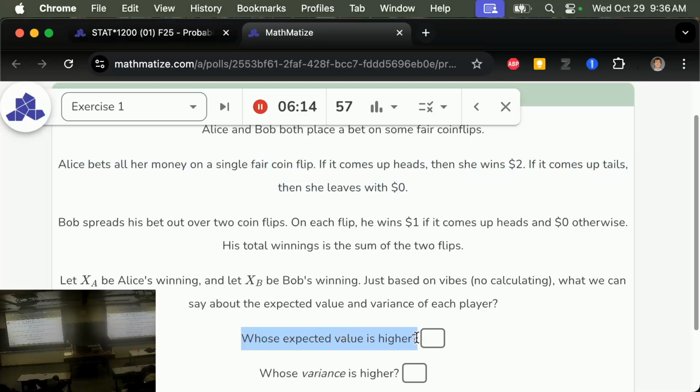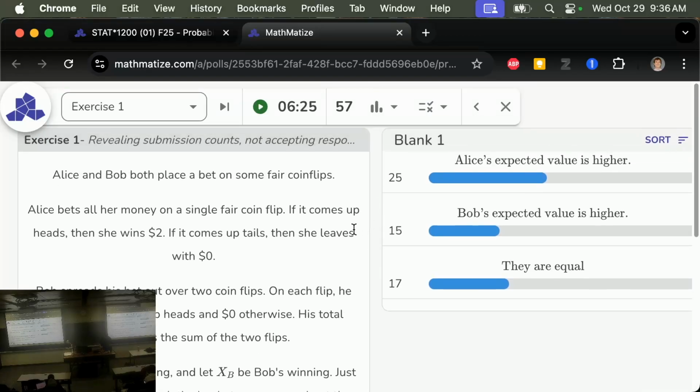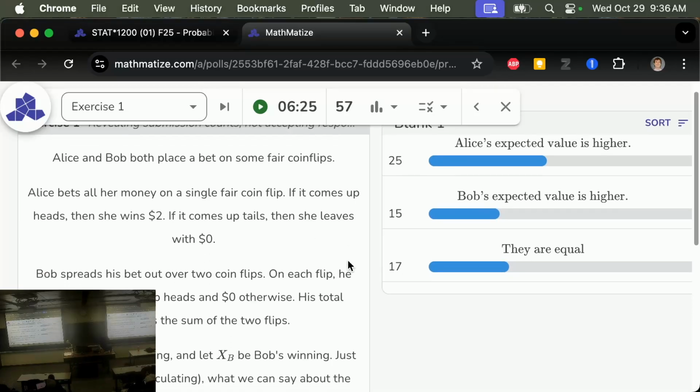And the nice thing is we can ask about the expected value and variance. These tell you a lot of information. It condenses down the information into some small amount of numbers. Let's see what you guys said. Whose expected value is higher? Whose is lower? Okay, so the expected value, 25 people said Alice's is higher, and 15 people said Bob's is higher, 17 people said they are equal. So very split amongst everyone over here.